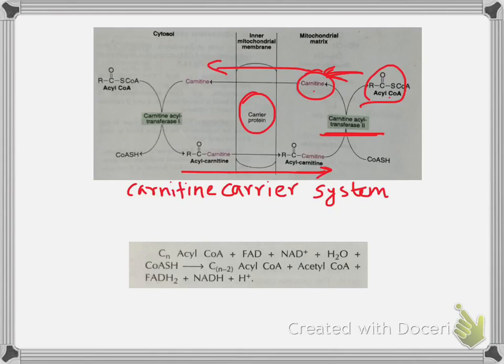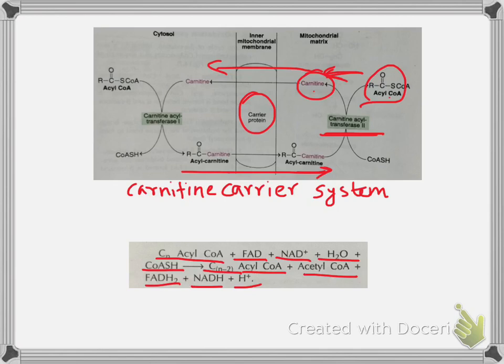So the overall reaction is Cn acyl CoA plus FAD plus NAD plus H2O plus coenzyme A gives Cn minus 2 acyl CoA plus acetyl CoA plus FADH2 plus NADH plus H plus. So this is the overall reaction of the beta oxidation.